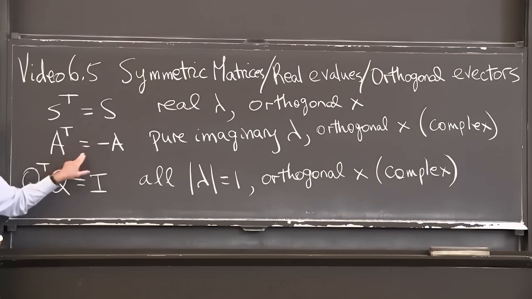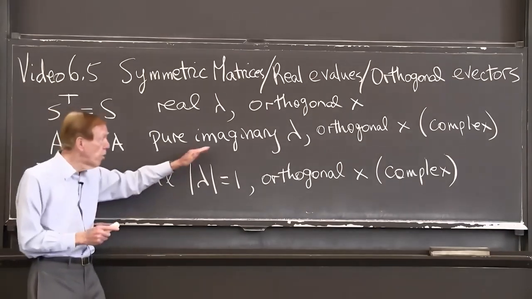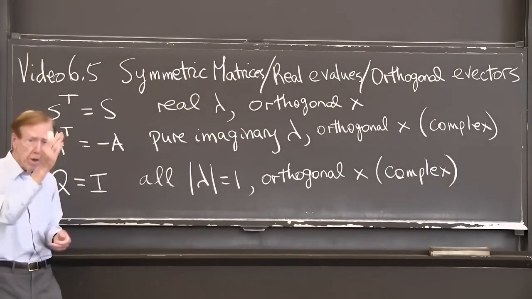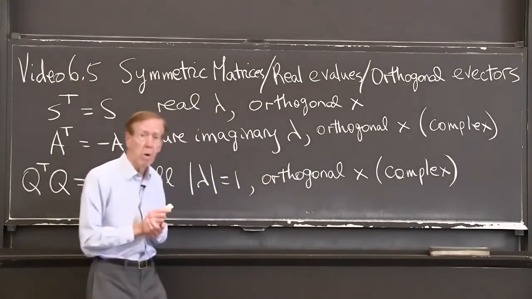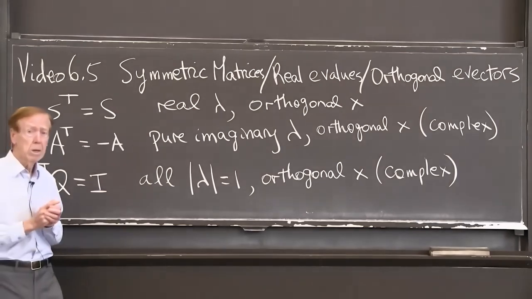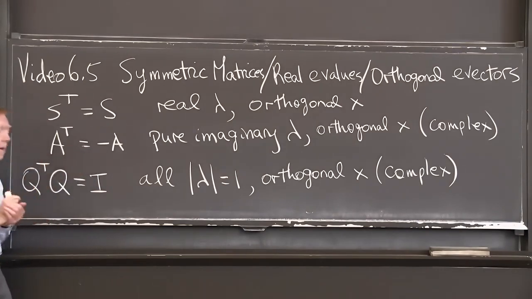We could look at anti-symmetric matrices. The transpose is minus the matrix. In that case, we don't have real eigenvalues. In fact, we are sure to have pure imaginary eigenvalues, i times something, on the imaginary axis. But again, the eigenvectors will be orthogonal. However, they will also be complex. When we have anti-symmetric matrices, we get into complex numbers. Can't help it, even if the matrix is real.